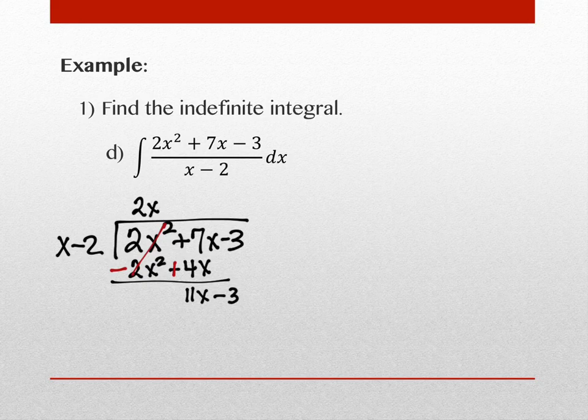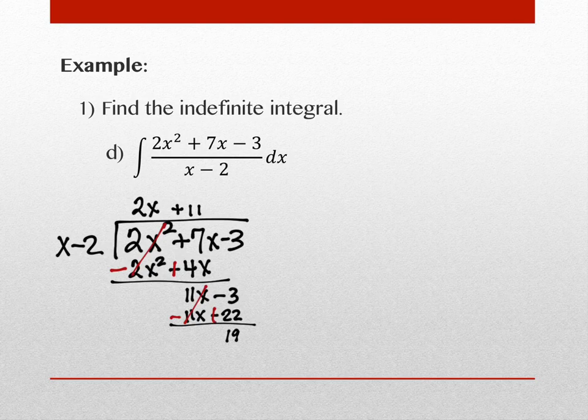I ask myself, what do I have to multiply the x on the outside by to get 11x? And the answer is 11. So we put plus 11 up here, and we multiply to get 11x and minus 22. And again, we change our signs. Again, if done properly, these add to 0, which they do. And now I have negative 3 plus 22, which gives me 19. Okay, how do I know when I'm done?